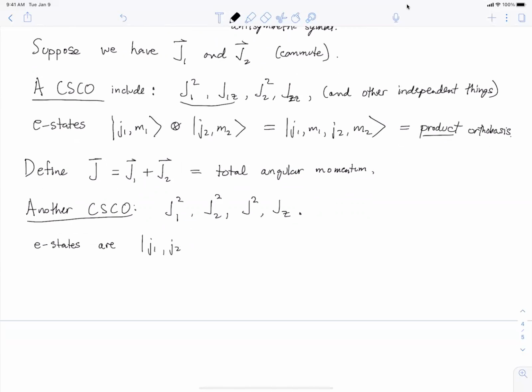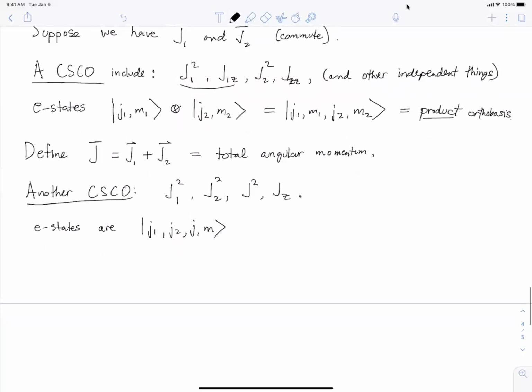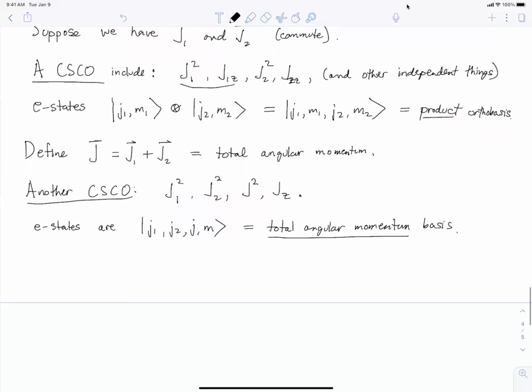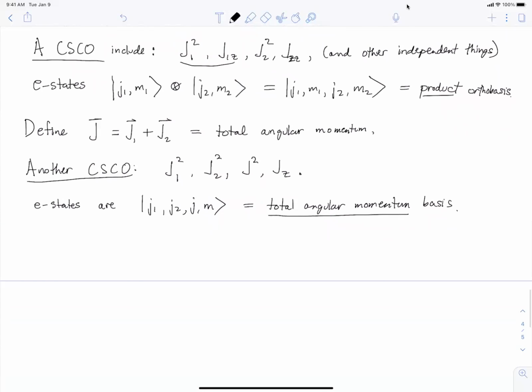J1, J2, J, and M. And notice there's not really a good way to write this as a tensor product. That's just the set of states, labeled by the eigenvalues of the complete set of commuting observables. So this is another basis called the total angular momentum basis. Okay, and so what is the problem of addition of angular momentum? The problem is to find out how these two different bases can be converted into each other.